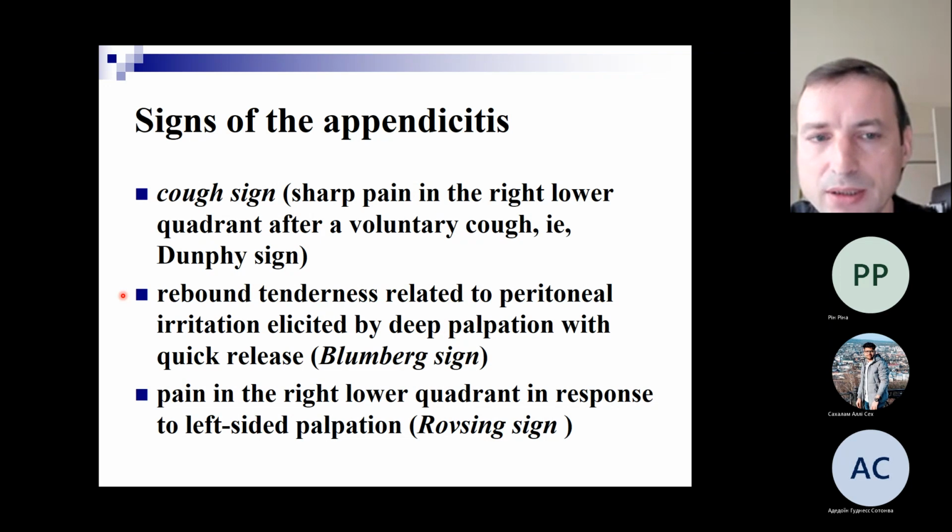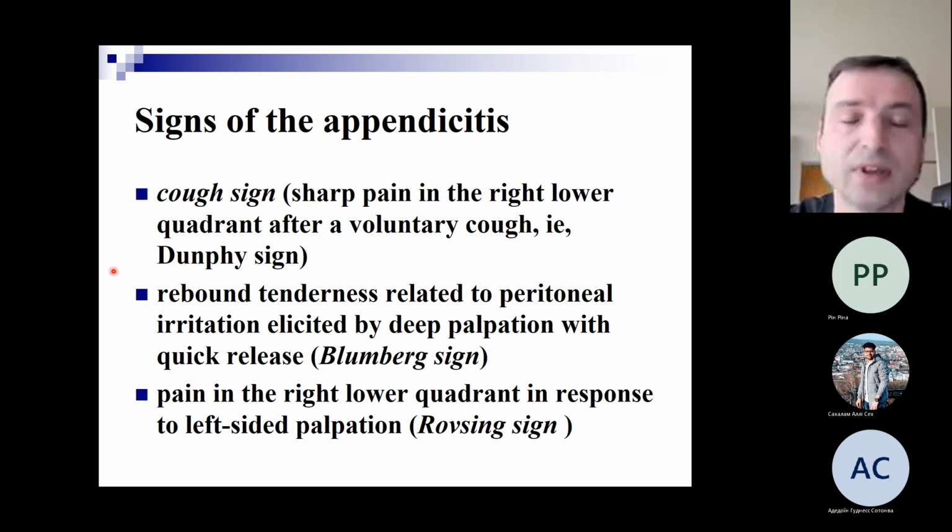Signs of appendicitis. Cough sign: a sharp pain in the right lower quadrant after a voluntary cough, named Dunphy sign. Rebound tenderness related to peritoneal irritation, elicited by deep palpation with quick release, is the Blumberg sign. Pain in the right lower quadrant in response to left-sided palpation is Rovsing's sign. Also the obturator sign and the iliopsoas sign.